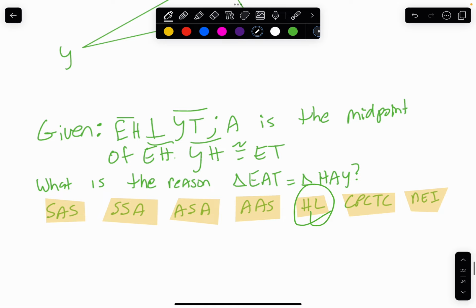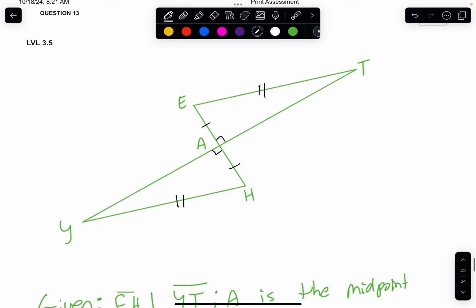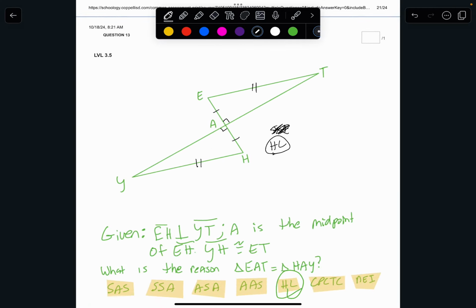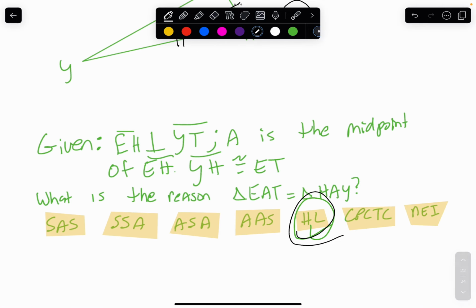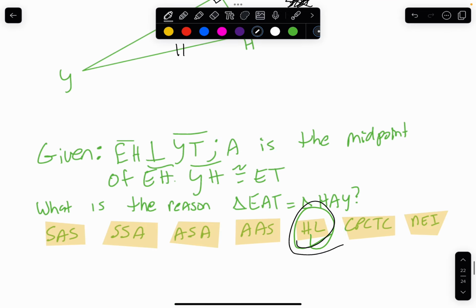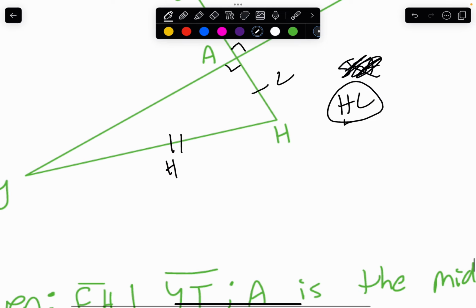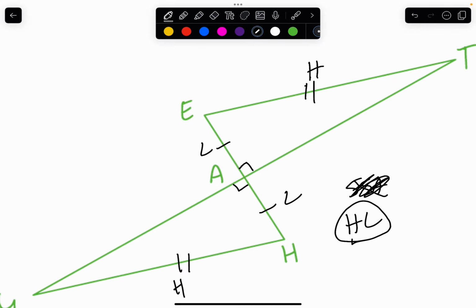What is the reason EAT is congruent to HE? Well, we have two sides and a non-included angle, but what's special about that angle? It's a right angle. So it looks like SSA, but since it's a right angle, it is HL. Let's go. The right angle is the key there. Perpendicular lines make right angles. Anytime you have a right angle, HL is a possibility. HL must be the hypotenuse and the leg, matching the hypotenuse and the leg.